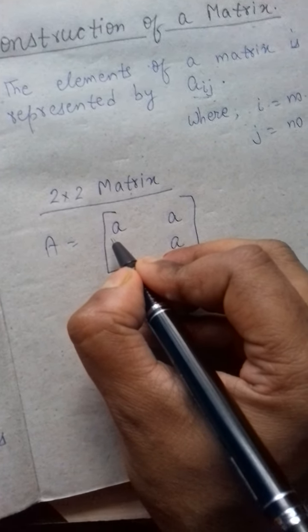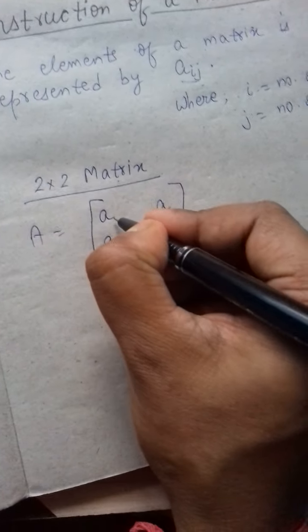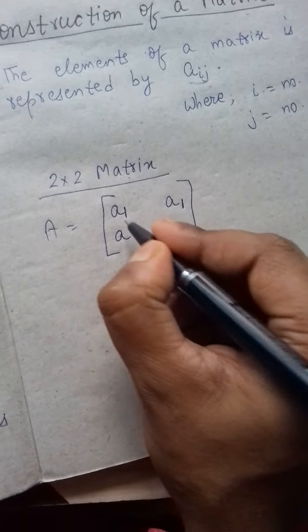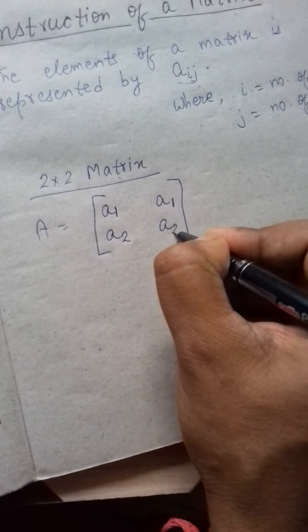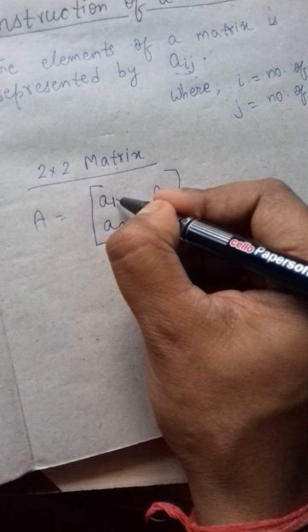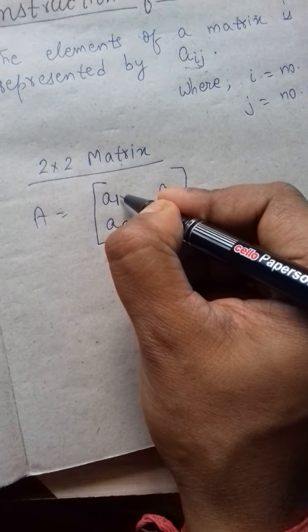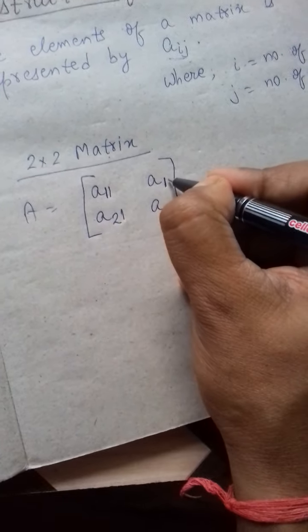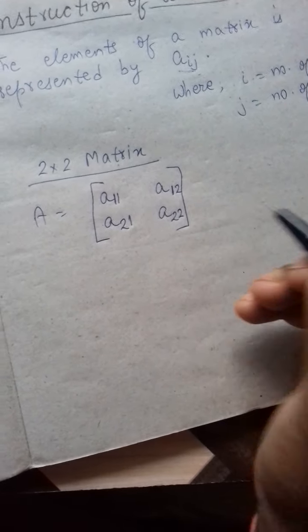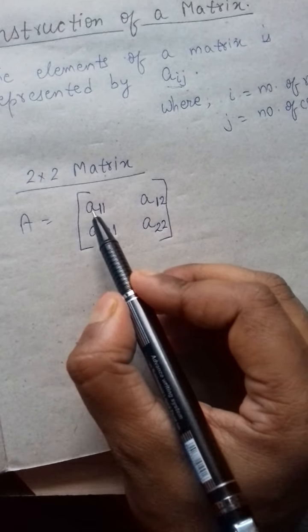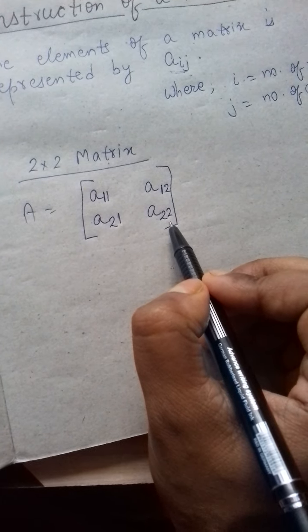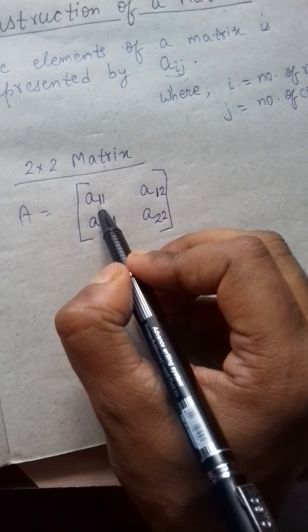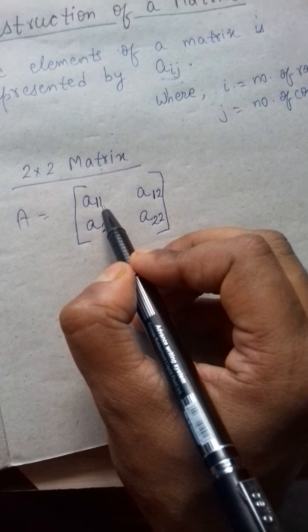First we will indicate the number of rows. So it is the first row, so we have given the number as 1. It is the second row, so we have given it as 2. Now we will indicate the number of columns. So it is the first column and it is the second column. Now we have got a 2 by 2 matrix as A11, A12, A21 and A22, in which the first number indicates the number of rows and the second number indicates the number of columns.